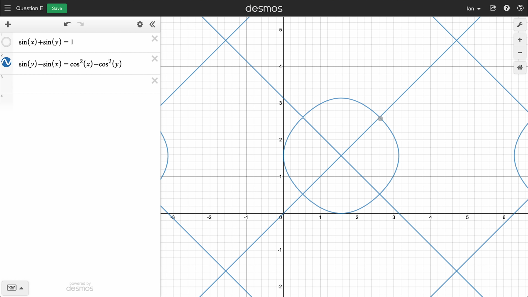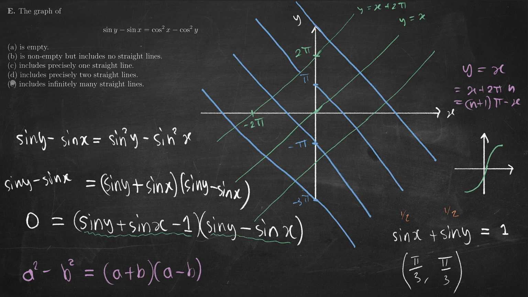So I think that more than answers this question. The answer is going to be part E. We have infinitely many straight lines.